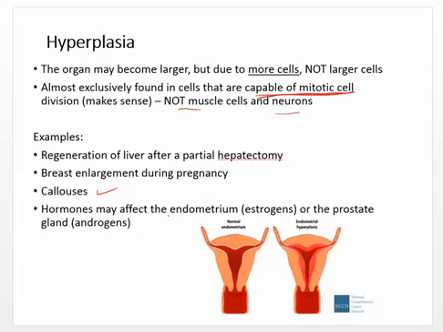Okay, so hormones may affect the endometrium or the prostate gland. Endometrium, estrogens may cause that, prostate gland, androgens may cause that, and you may get some hyperplasia going on there. And you can see in this picture, there's a normal endometrium, and then there's endometrial hyperplasia, where this endometrial lining has expanded. You've gotten more of the cells that make up the endometrium.